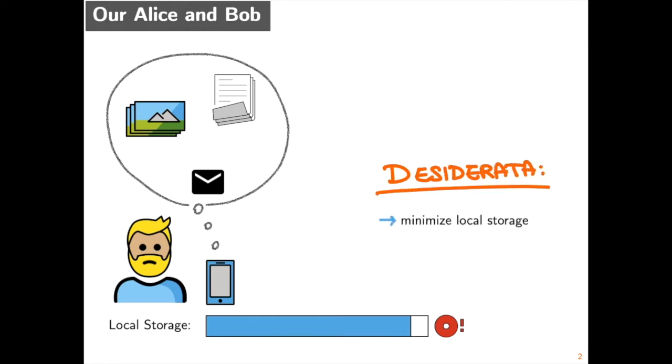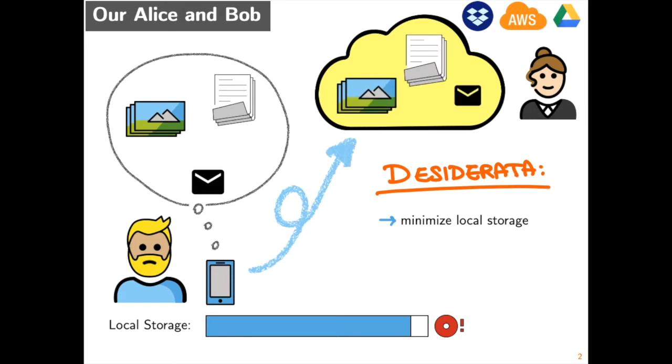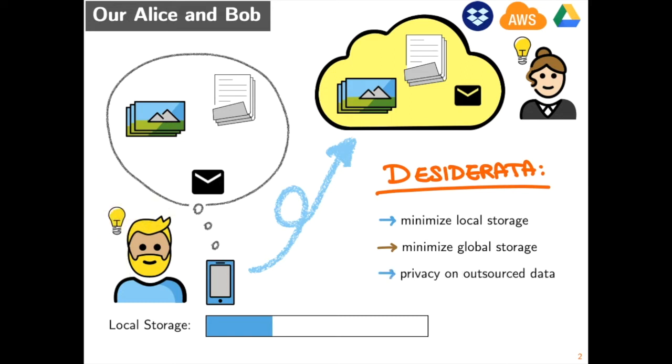Luckily enough, Alice can provide such a solution in the shoes of a cloud service provider. Bob can outsource his data to the cloud, store it there, remove it from his local device, and then gain more space as he wanted to. However, on top of this standard setting, Alice may wish to minimize the global storage on her side. So imagine that there are many users using the same cloud service provider, then maybe Alice wants to minimize the total storage space required to store all the data. Bob may also want to retain his privacy on the outsourced data. This is the setting we work with.